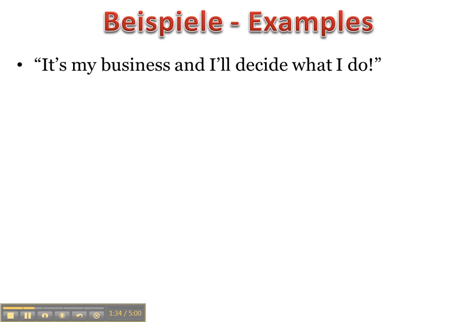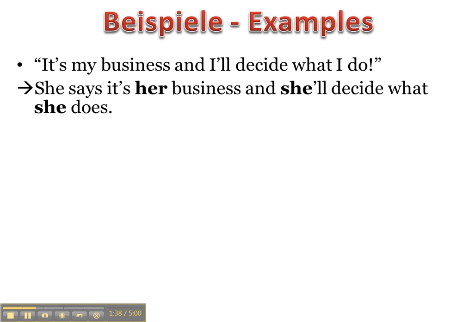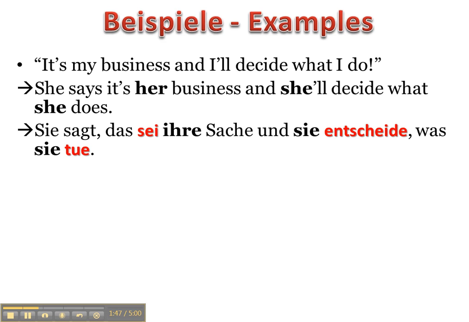Okay, some examples, Beispiele. It's my business and I'll decide what I do. And if you were talking about that, in English you'd say she says it's her business and she'll decide what she does. So in German, sie sagt, das sei ihre Sache und sie entscheide, was sie tue.